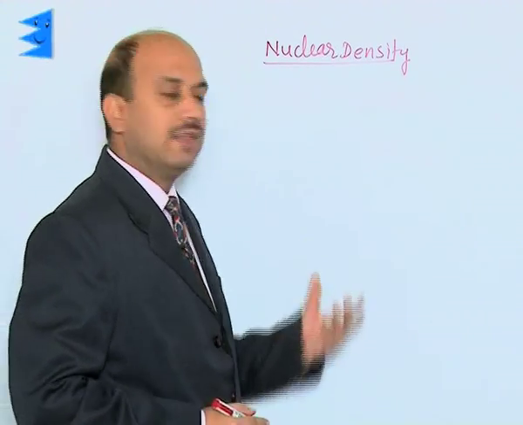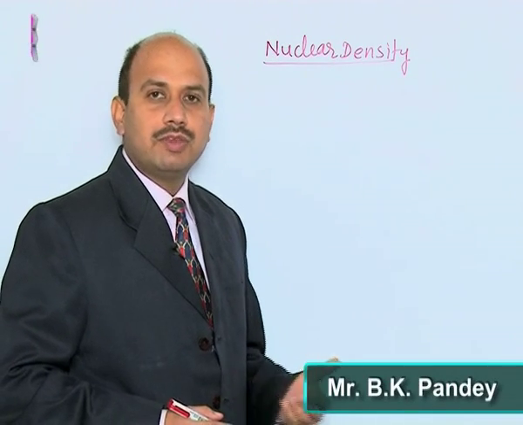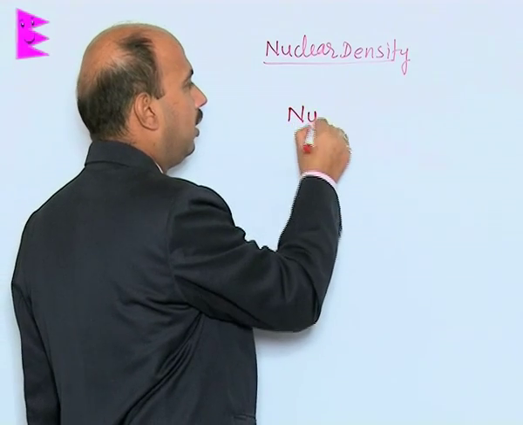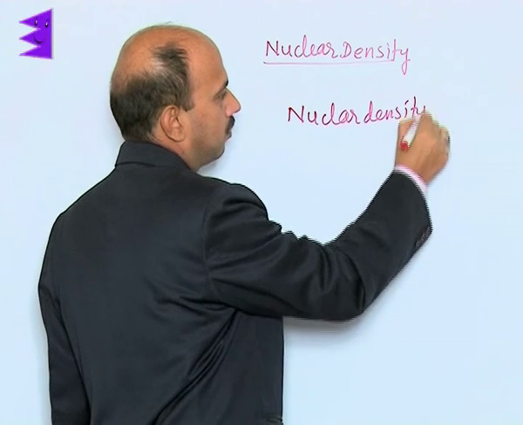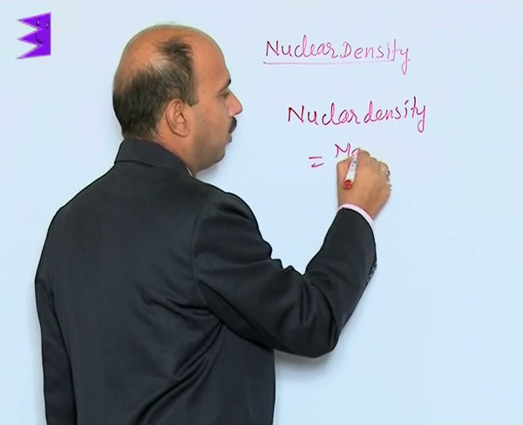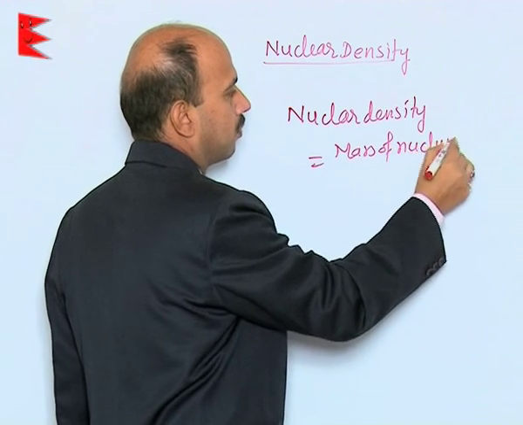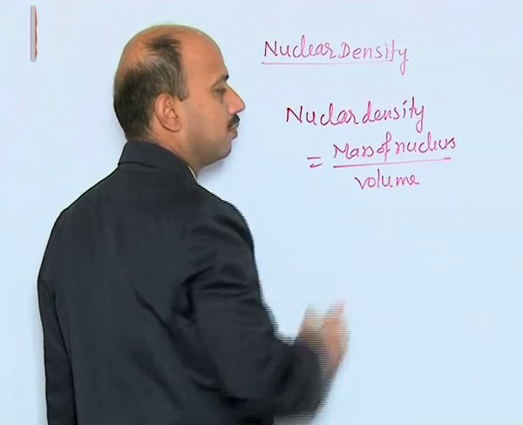Now see, nuclear density. Nuclear density is actually defined as the mass of the nucleus divided by its volume. So we can write nuclear density is equal to mass of nucleus divided by volume of nucleus.